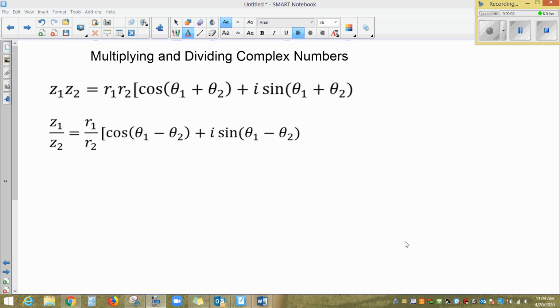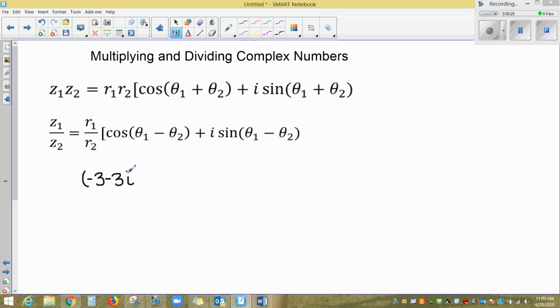If we want to multiply or divide complex numbers using the trigonometric forms, finding products and quotients, then here's our formula for those, where of course r1 (cosine theta 1 plus i sine theta 1) is your z1, and z2 is the r2 piece. Okay. So let's take our complex numbers that we had on the last page, -3 minus 3i, and let's multiply it by 1 minus square root of 3i. There's our z1 and z2.